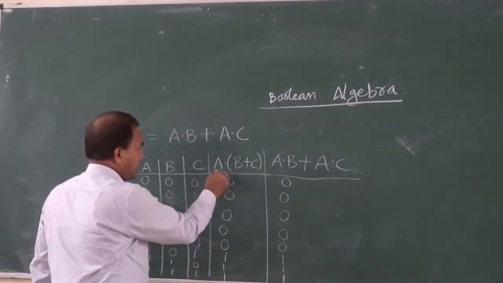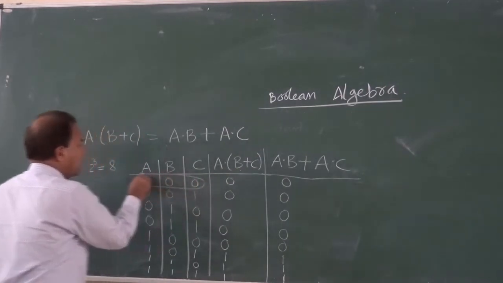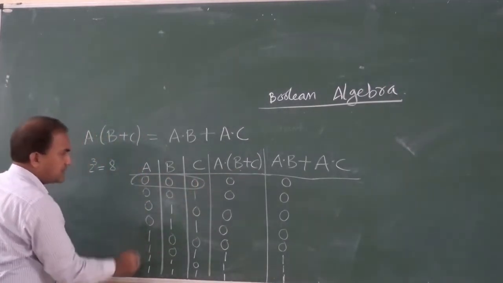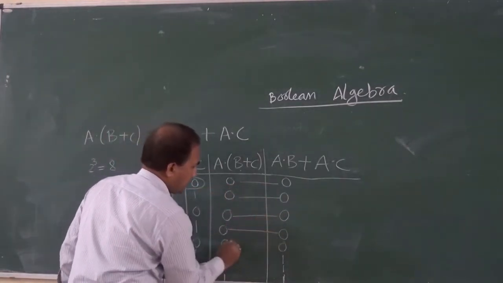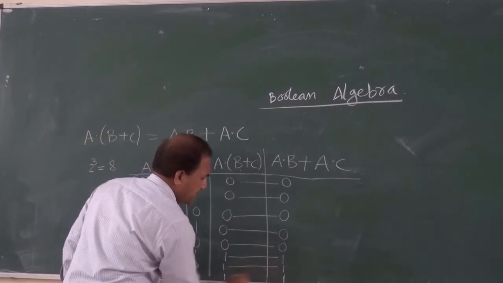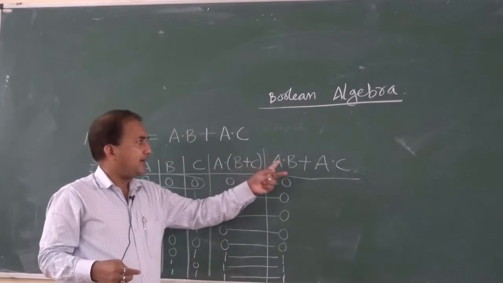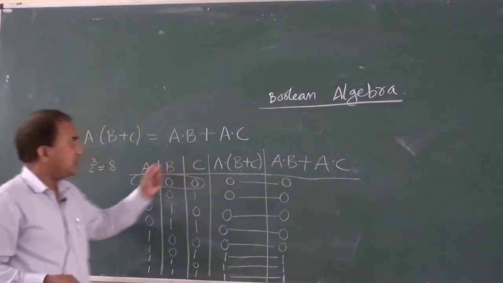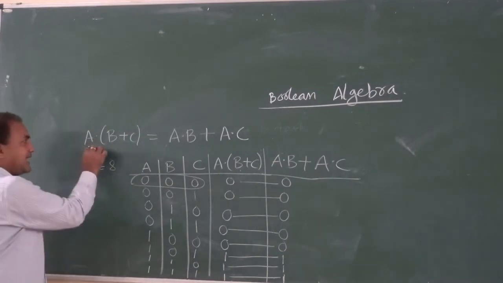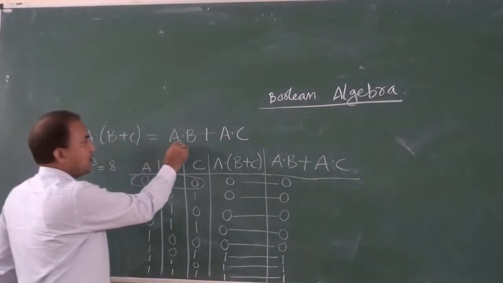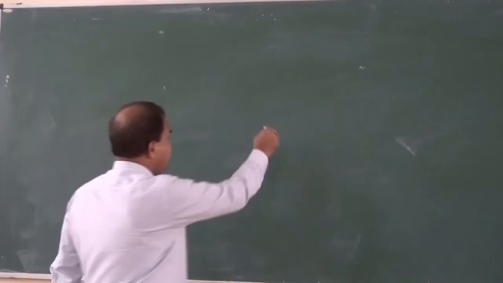So from this truth table you can see that for all the input combinations, both outputs are the same. a dot (b plus c) is equal to a dot b plus a dot c. In this way you have proved that a dot (b plus c) is equal to a dot b plus a dot c. So it is clear to all of you. Now, the duality principle.